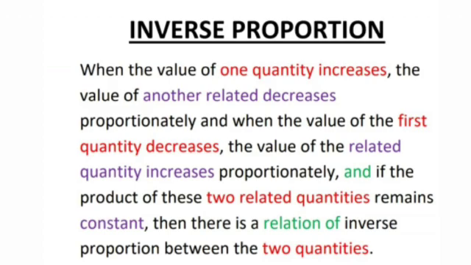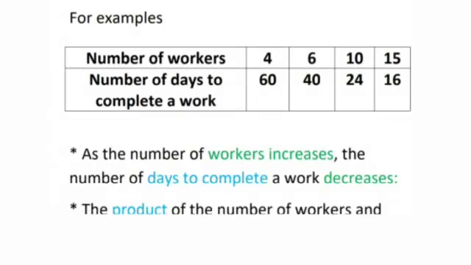So, what is inverse proportion, children? When the value of one quantity increases, the value of another related quantity decreases proportionately. And when the value of the first quantity decreases, the value of the related quantity increases proportionately. And if the product of these two related quantities remains constant, then there is a relation of inverse proportion between the two quantities. Now just see this example, children.